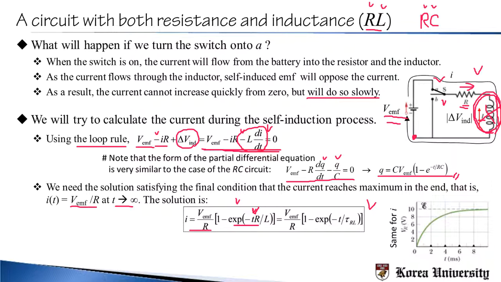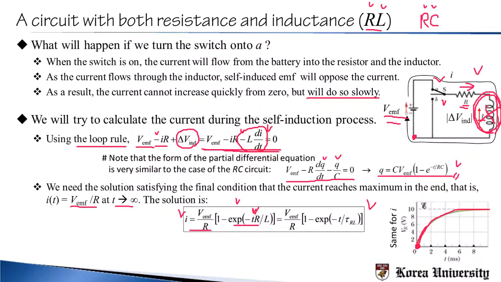Okay, and this solution and that solution look very similar because both of them are 1 minus the exponential of minus t multiplied by something, right? You can also draw the graph of this current as a function of time, and it will look like this. It starts from 0, and it cannot immediately jump, so it has to increase gradually, and finally it approaches the value which is supposed to be the saturation value without the inductor.